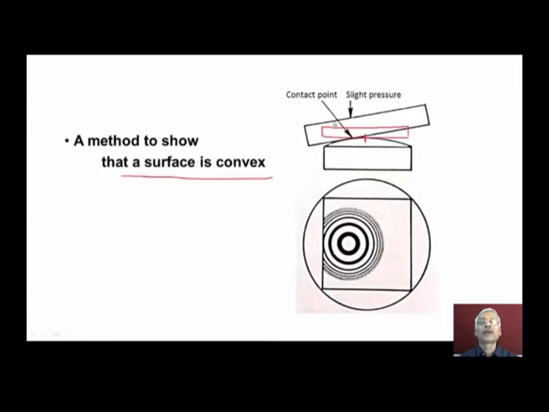Now we have to apply slight pressure as shown here. Then the contact point will move, and now this is the fresh contact point. That means the center of the fringes will move towards the left when the slight pressure is applied. So this indicates that the surface is convex.